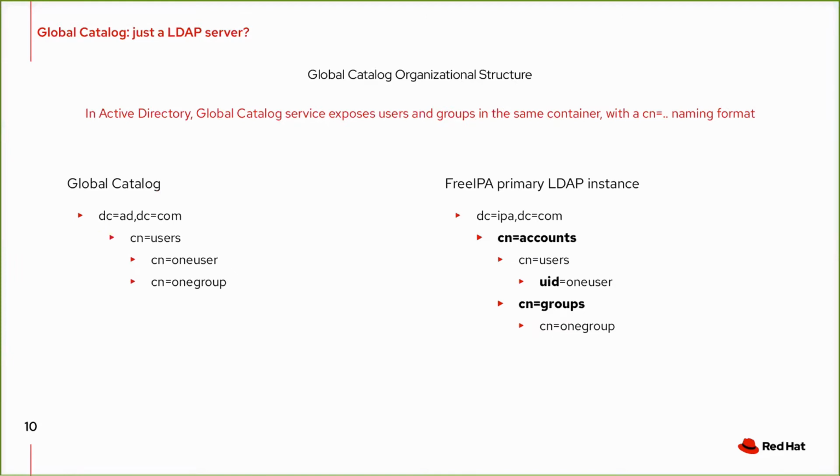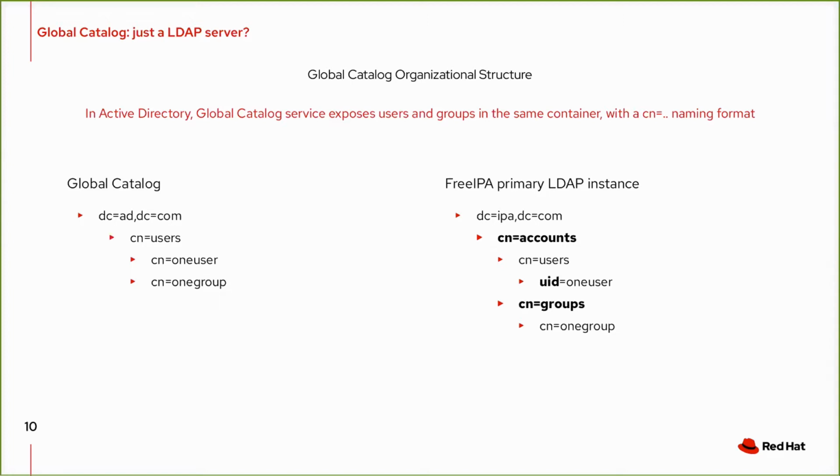In this slide, I will quickly show the main differences in the hierarchy that is used in the Active Directory Global Catalog and in our own directory server in FreeIPA. You can see that the Global Catalog is quite flat because all the users and the group entries are defined below the same container, CN equal users. And this container is directly below the DSE of the global catalog.